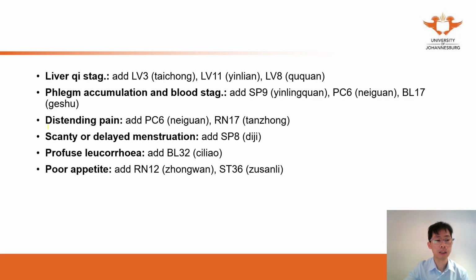Distending pain, this distending pain is more in the chest region. Then leukorrhea. If I'm not wrong, we don't have a separate session for leukorrhea, but this is something you need to remember. For leukorrhea, you can use points at the lower back, those eight points at the lower back.